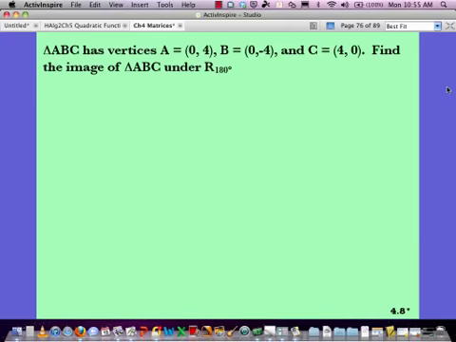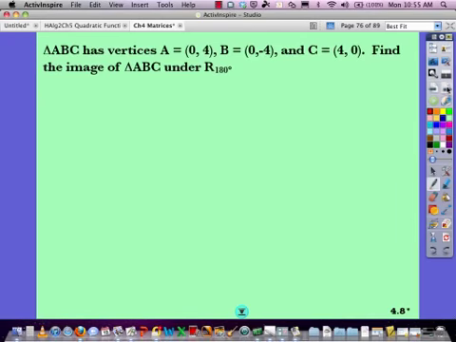One more. If we have a triangle ABC, and its vertices are given, it says find the image of triangle ABC under a rotation of 180. So it says find the image. So let's start and let's put ABC in our matrix: 0, 4, 0, -4, and 4, 0. So there's our ABC matrix. It's a 2 by 3.